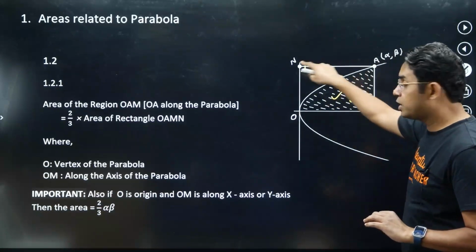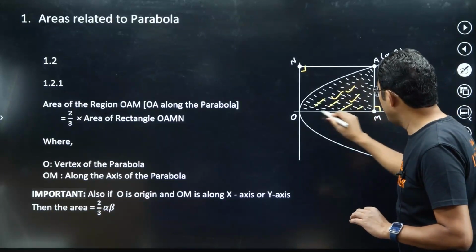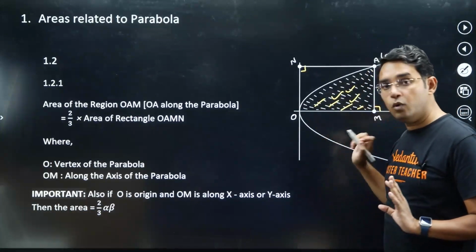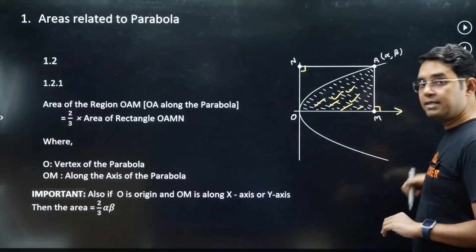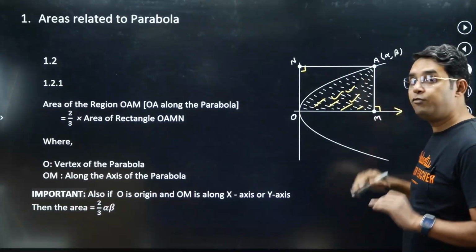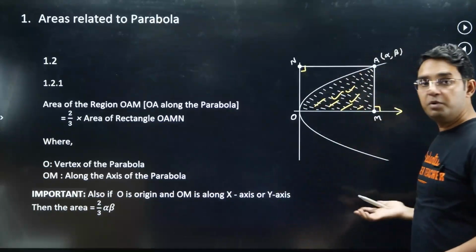So whatever the area of this rectangle is, the area inside this parabola, between the axis and the ordinate, is 2/3 of it. If O is the origin and this is along the x-axis or y-axis, then the rectangle has area alpha into beta. So this desired area will become equal to 2/3 of alpha into beta.